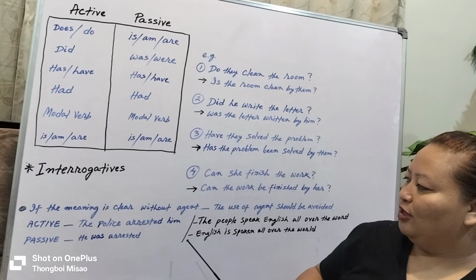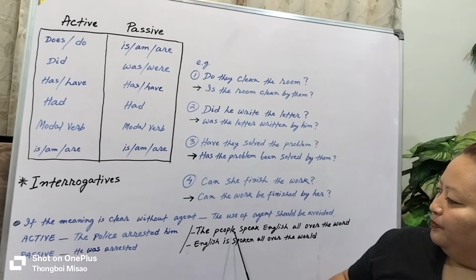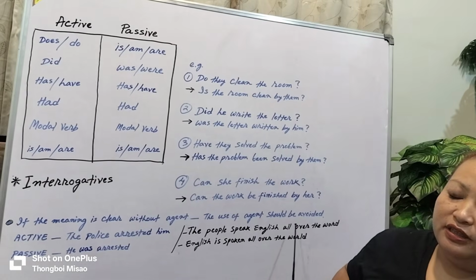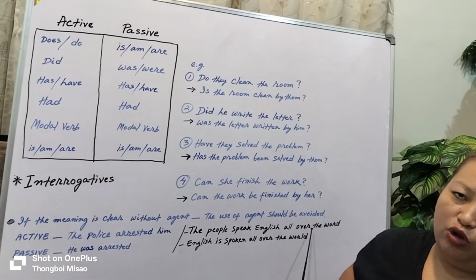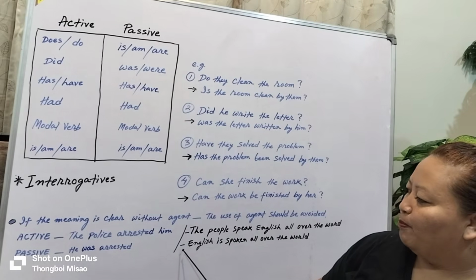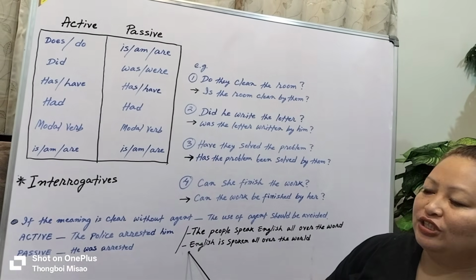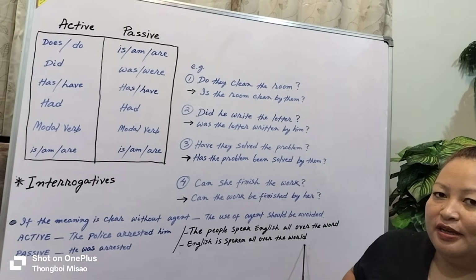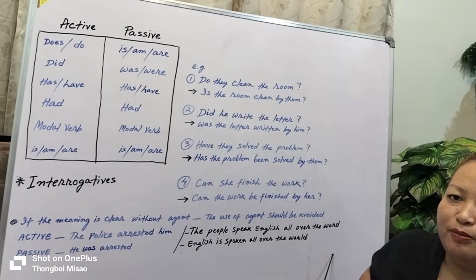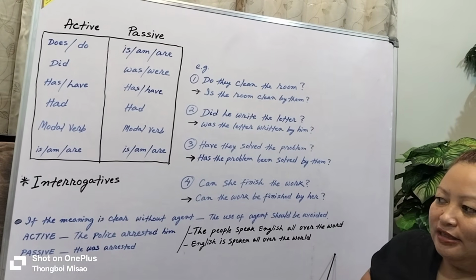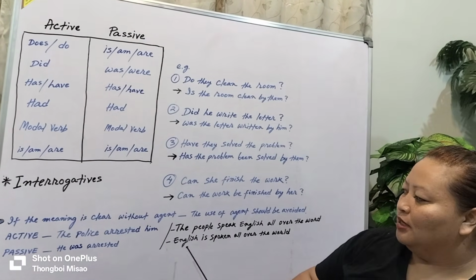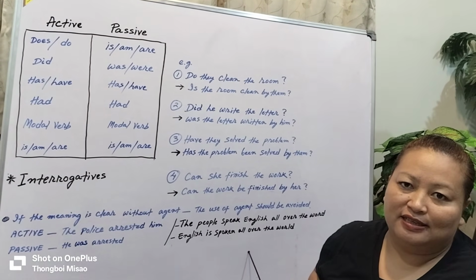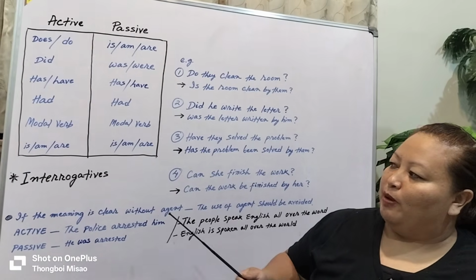Another example: The people speak English all over the world. In passive voice: English is spoken all over the world. By the people is left out because the meaning is clear, so the agent is avoided in sentences like this by newspaper reporters.